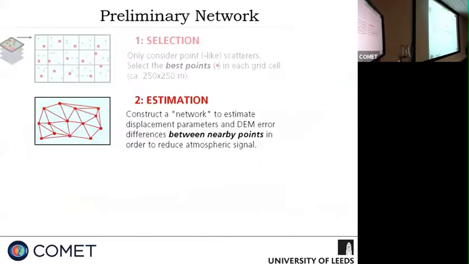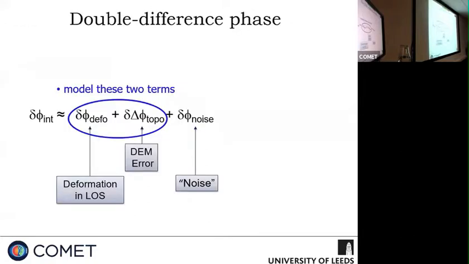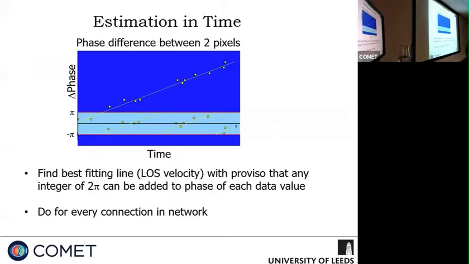So we pick the points with the lowest amplitude dispersion, and then we create a network between all those points. For every point, we select the nearest neighbors, and then we can do this phase differencing between the nearby points. So we can remove the atmosphere and DEM error by taking these differences. What we're left with is the difference in deformation, the difference in DEM error, and the difference in noise. We model these two terms.